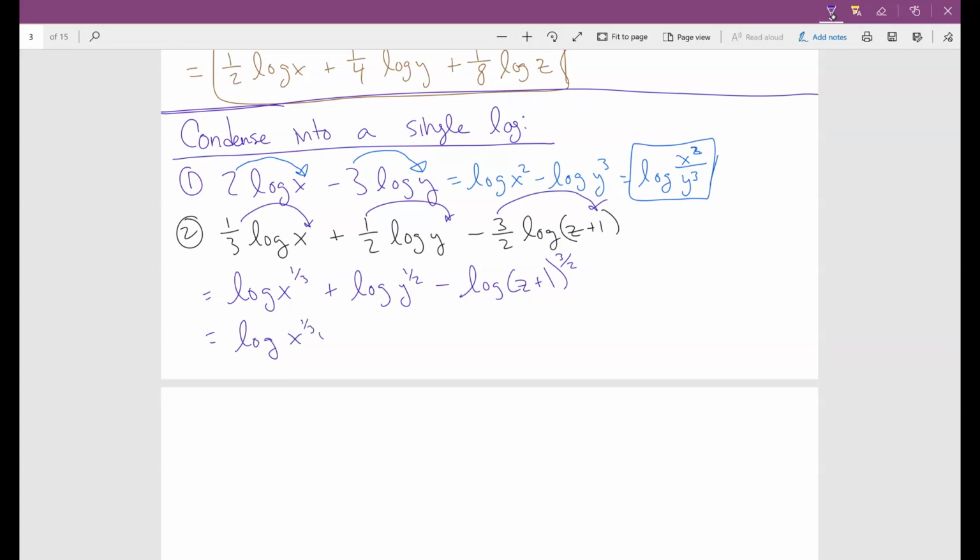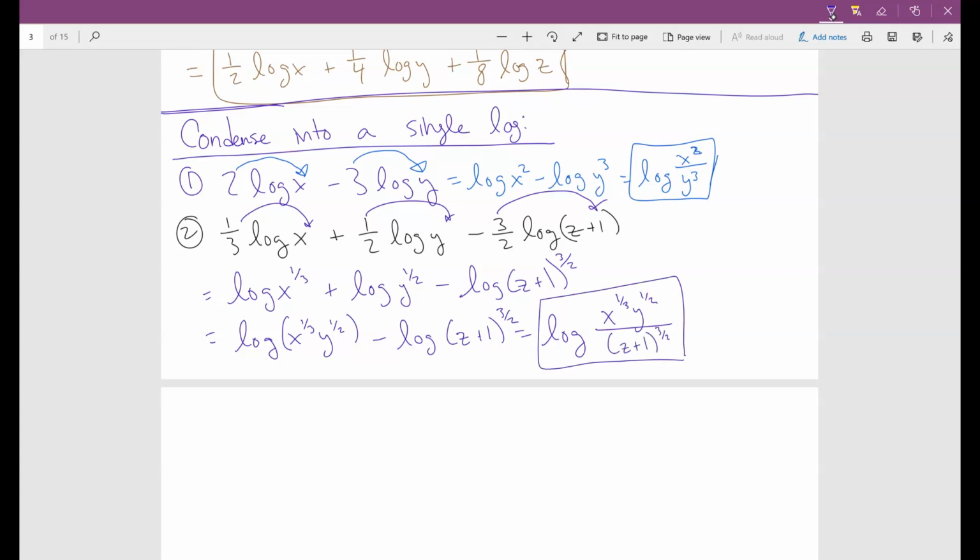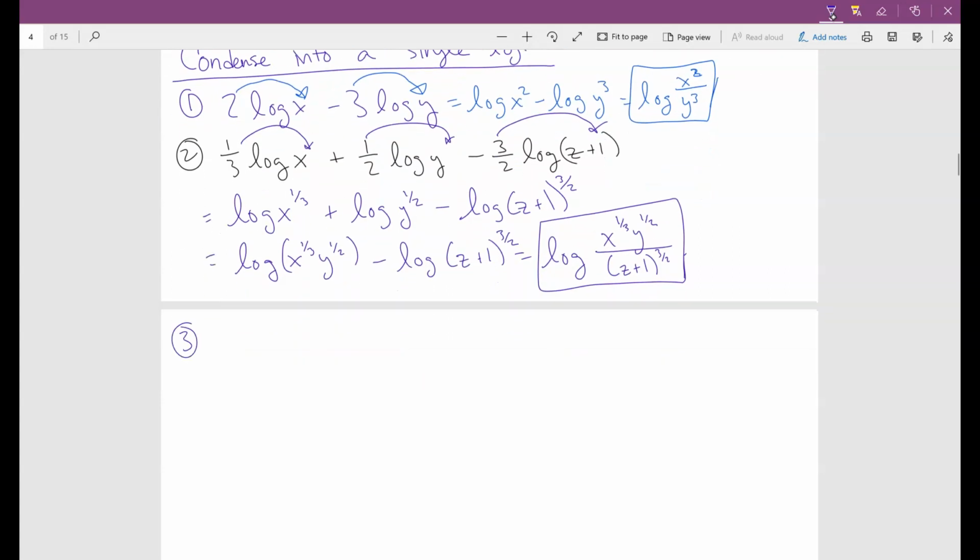X to the 1/3, y to the 1/2. And then minus log of z plus 1 to the 3/2. Since there's subtraction here, this is going to turn into a division. So x to the 1/3, y to the 1/2, divided by z plus 1 to the 3/2. And that will be my final answer. So these problems aren't too terrible. We just have to make sure that we handle them with care. You want to take them one thing at a time. So let's do one more.